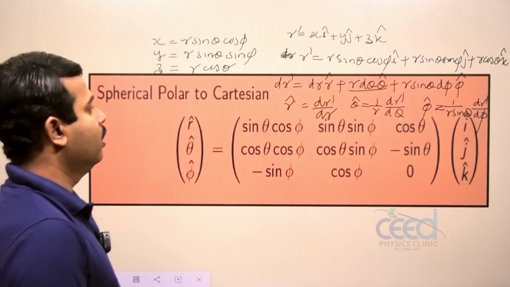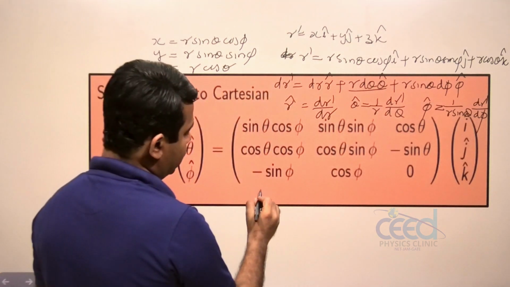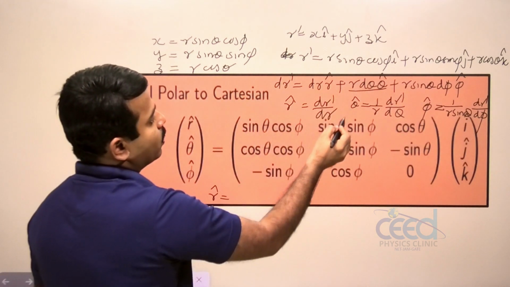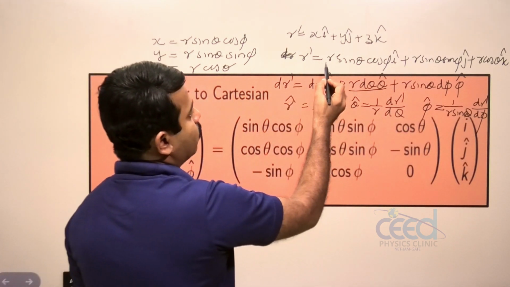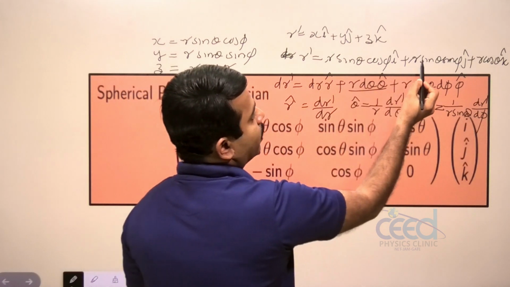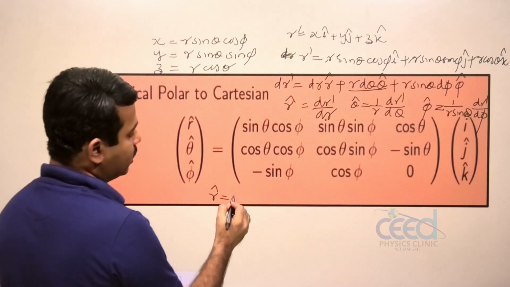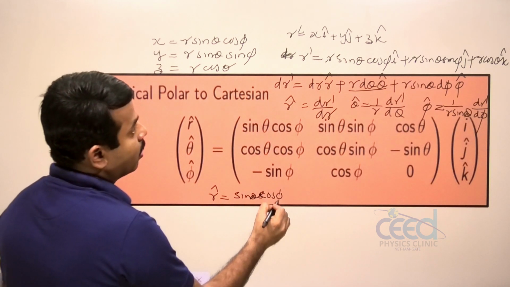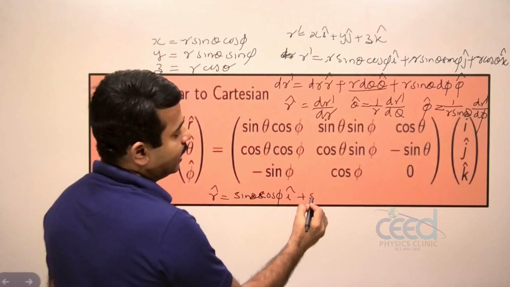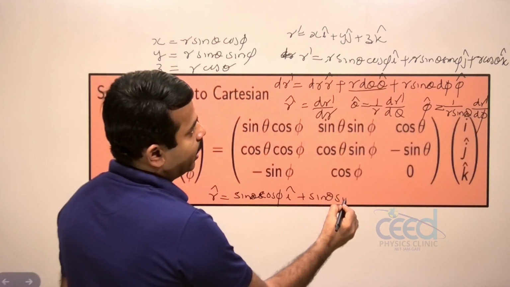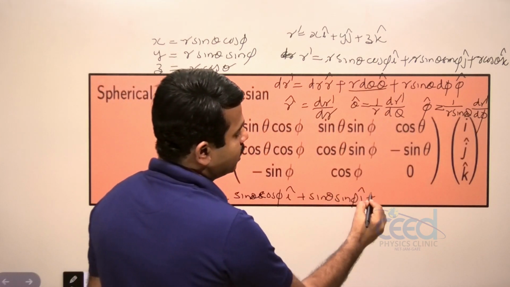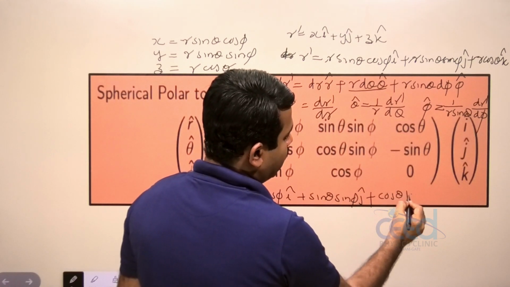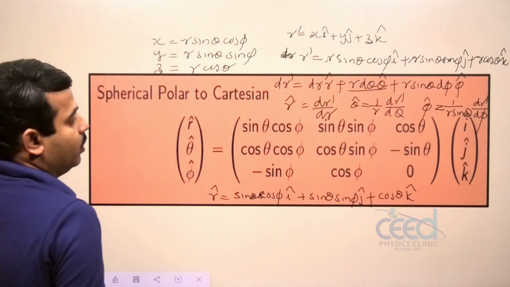Now it is very simple, just differentiation only. What is r cap? r cap means you differentiate with respect to r. That means with respect to r, this part is 1, this part is 1, this part is 1. What is remaining? sin theta cos phi i cap plus sin theta sin phi j cap plus cos theta k cap. Then r cap we got.